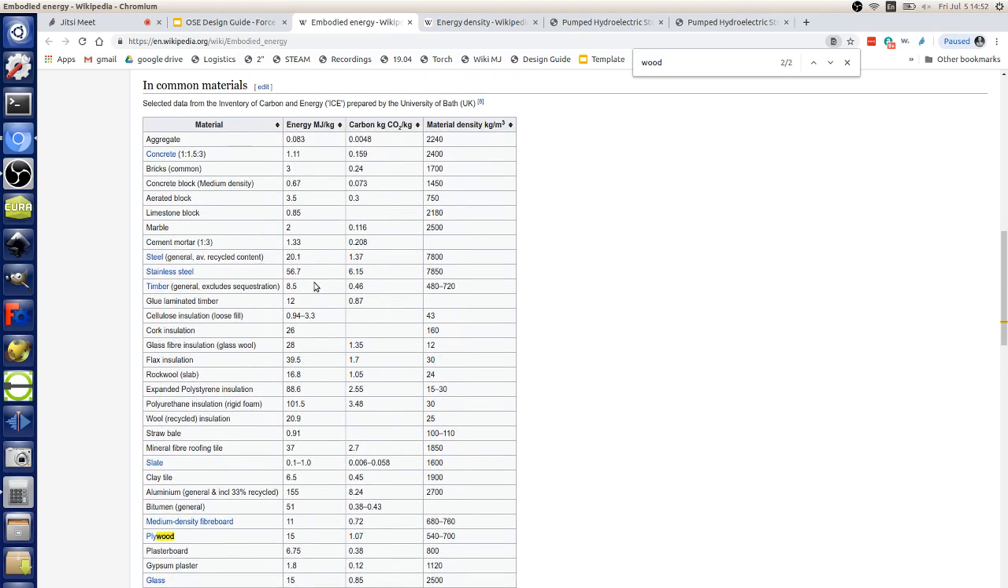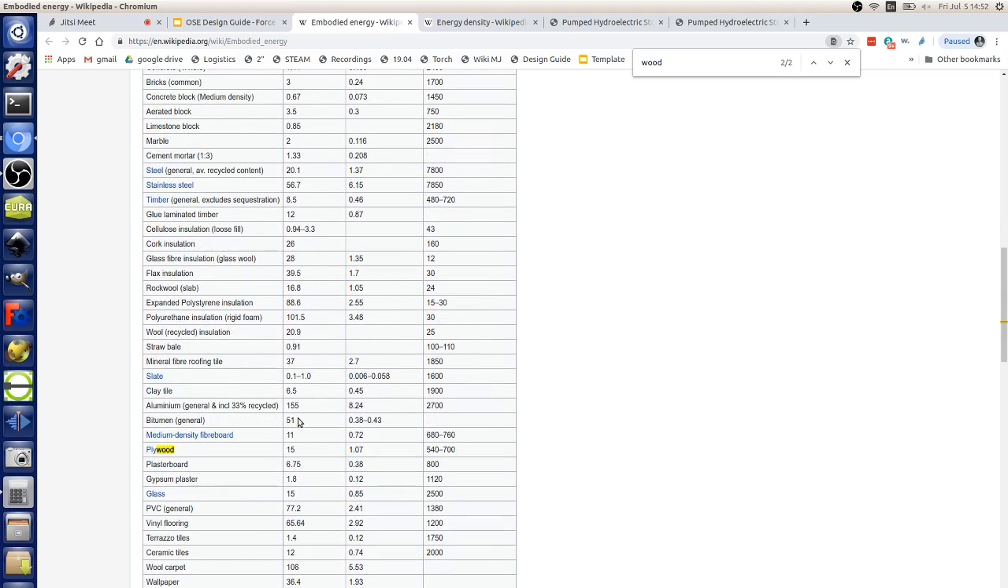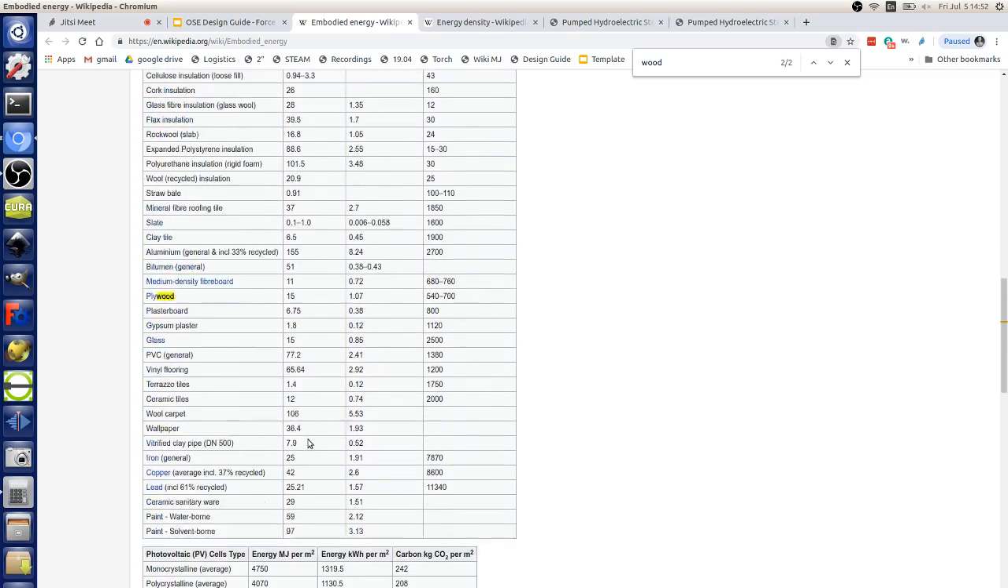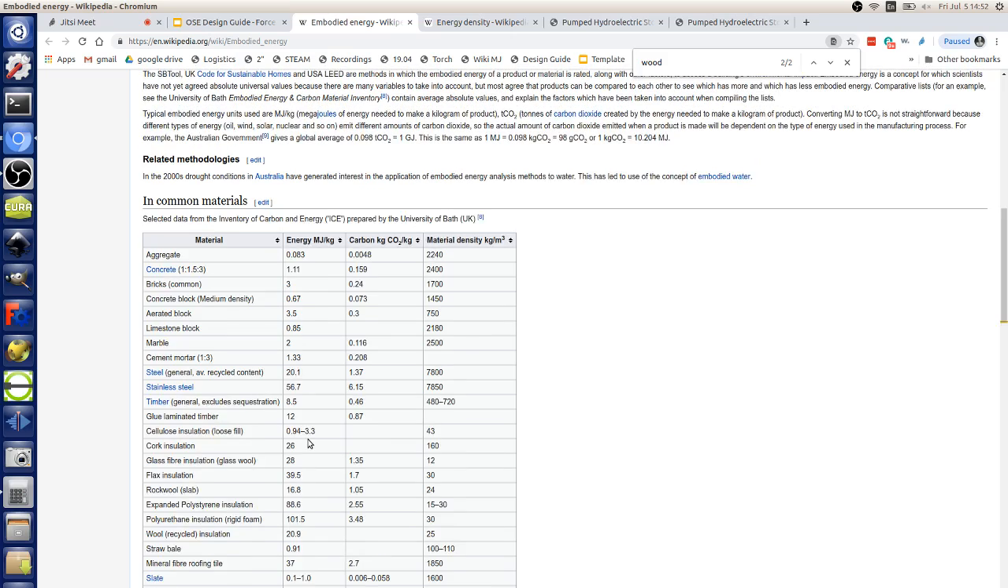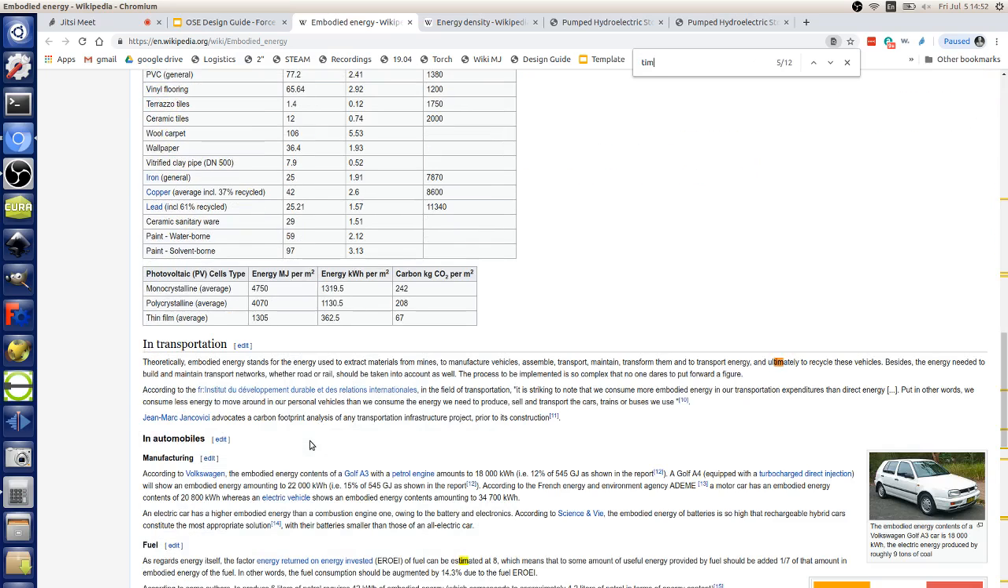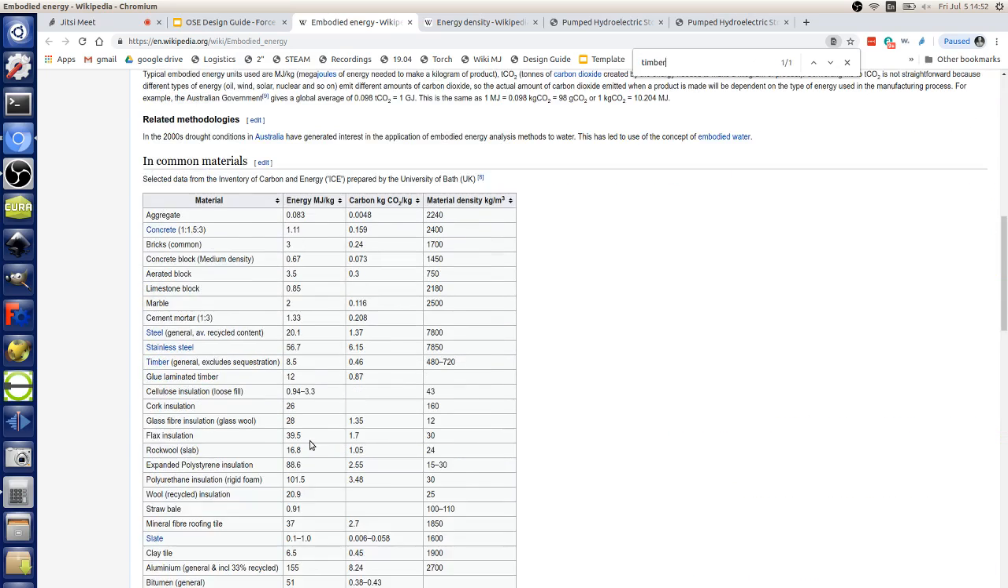I saw wood here before, and it was rather high. Timber. Where? Getting closer. 200 steel. Oh, timber, 8.5. So timber is about 1/3 that of steel.